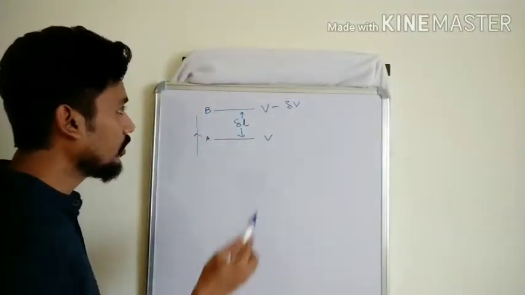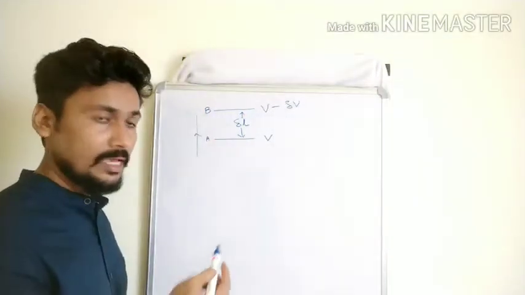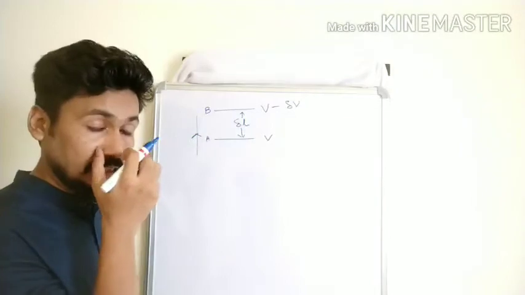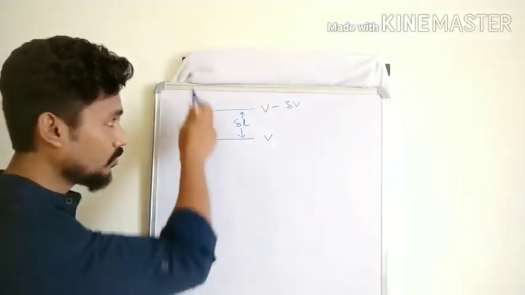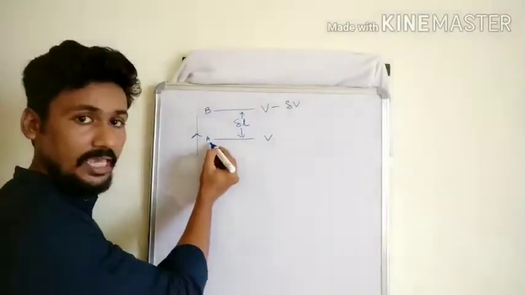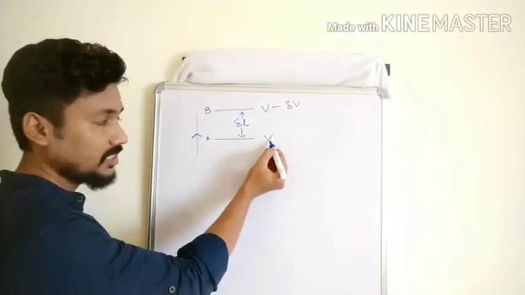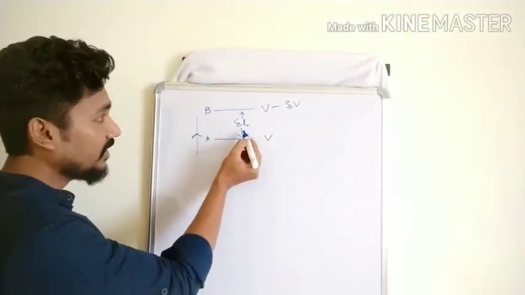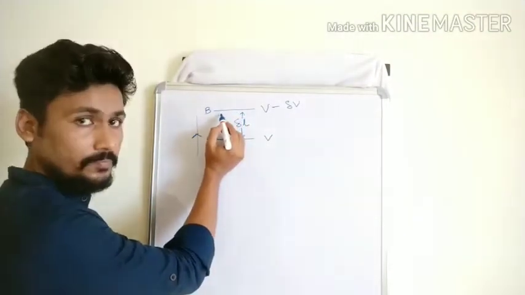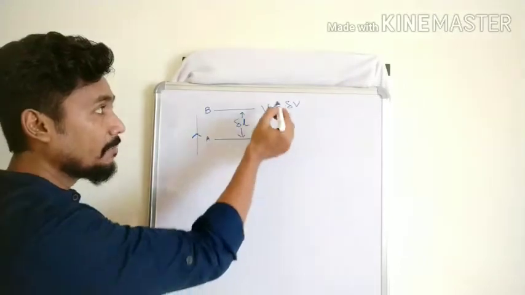So I want you to look at these images. This is the direction of electric field. It is a vertical electric field going from down to up. This is an equipotential surface A. A has a potential V. Then after a distance delta L, there is another surface B. B has a potential V minus dV.